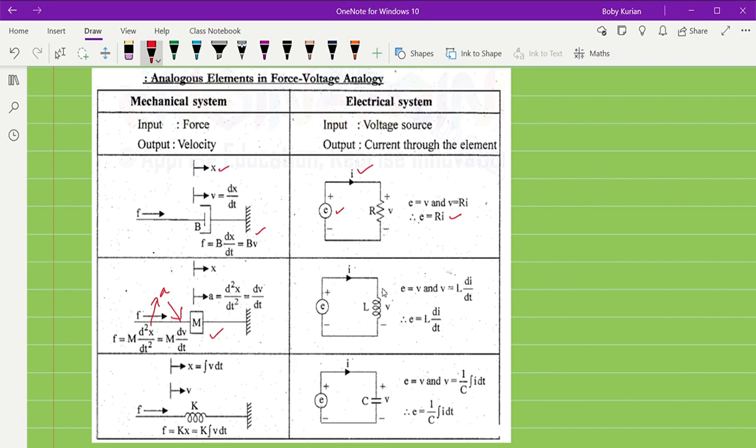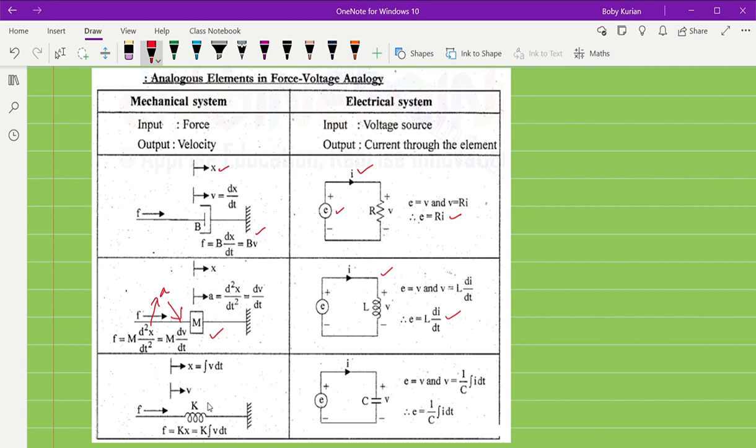Correspondingly, in the electrical system, we consider an inductor. Then the voltage across the inductor will be equal to what? L into di by dt. Okay, L into di by dt.